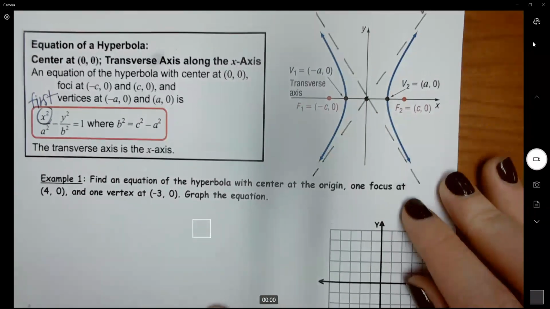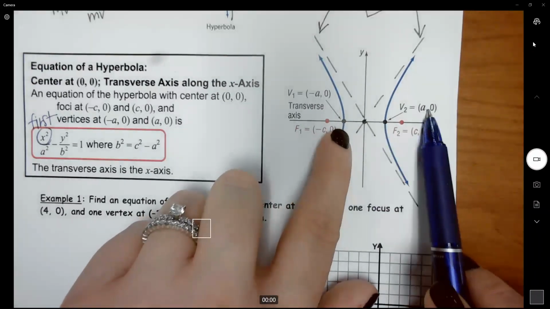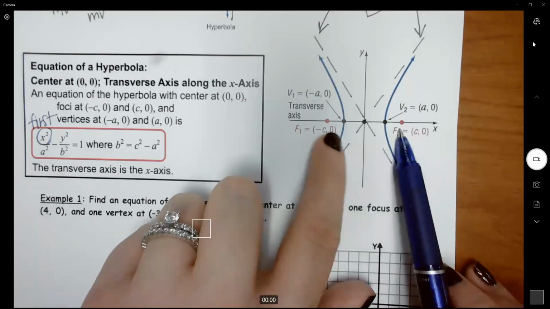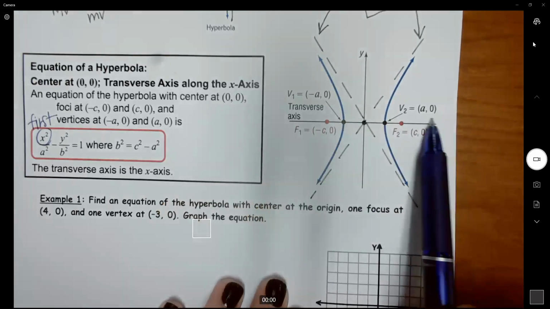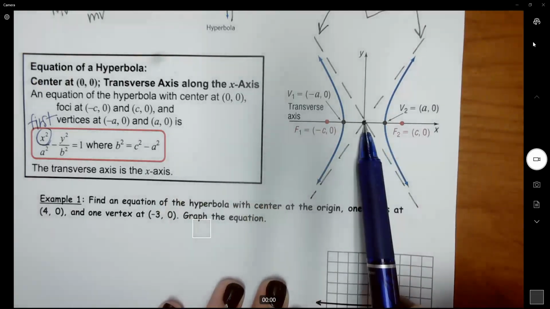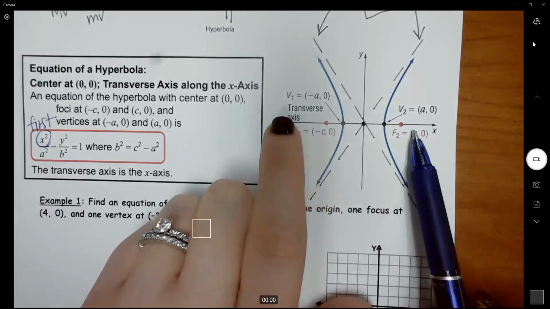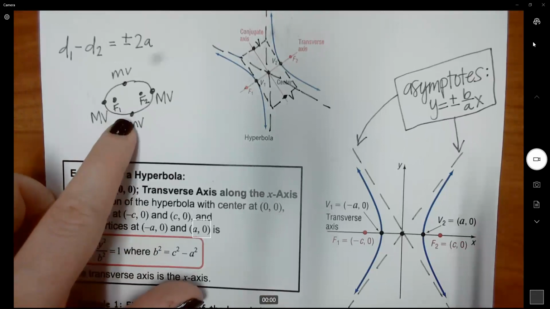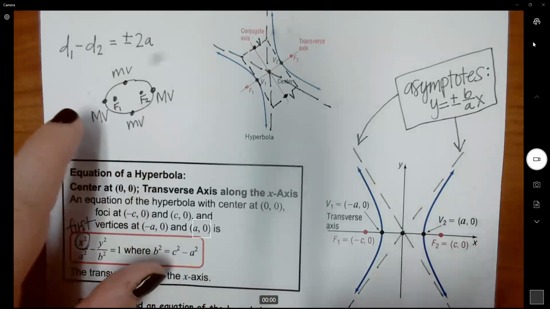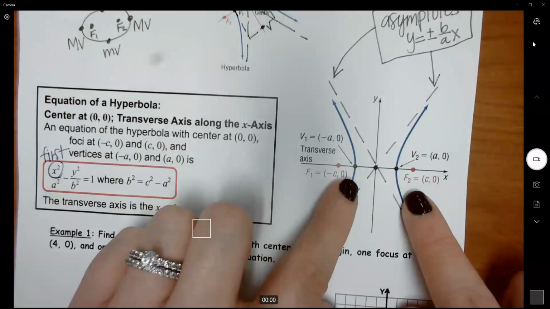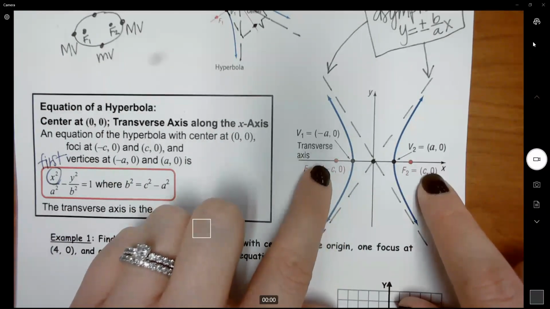So when I come over here to my diagram, you can see your vertices right here, a, 0 and negative a, 0, and then your foci are right here. So your transverse axis contains all of your points, the center, your two vertices, and your two foci. And remember from last video, I said that with the ellipse, your foci are in between your two vertices. This time my vertices are inside and my foci are outside. So pay attention to that.